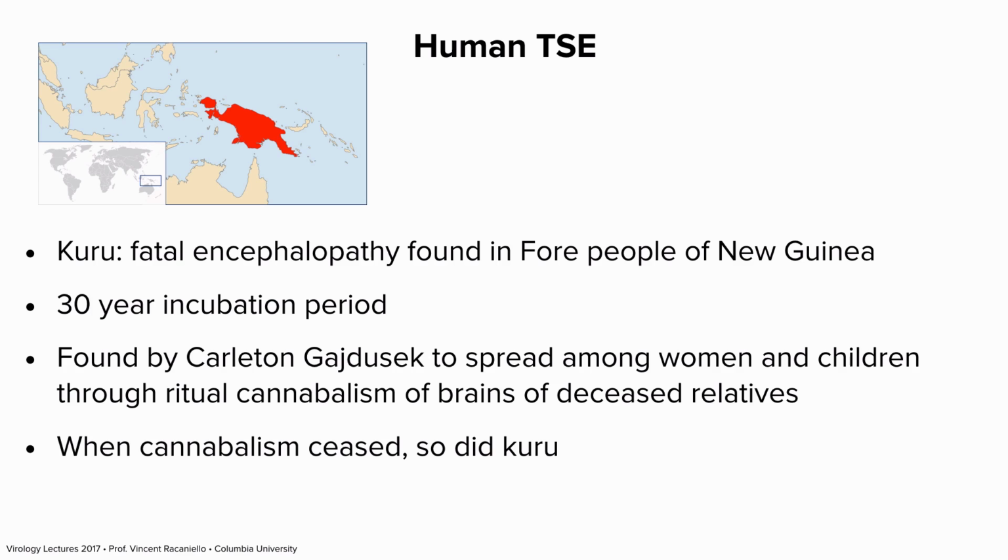So Kuru was a fatal encephalopathy found in the Fore people of New Guinea here. That's Australia down there. This was studied by a number of people, including the virologist Carleton Gajdusek. Long incubation period. So he went down there to figure out what was going on here. And it turns out that it was being spread among this tribe because when someone died, they would take the brain out and feed it to the women and children. It was part of the ritual. So the women and children were getting wiped out by this disease, Kuru, which was basically a fatal TSE.